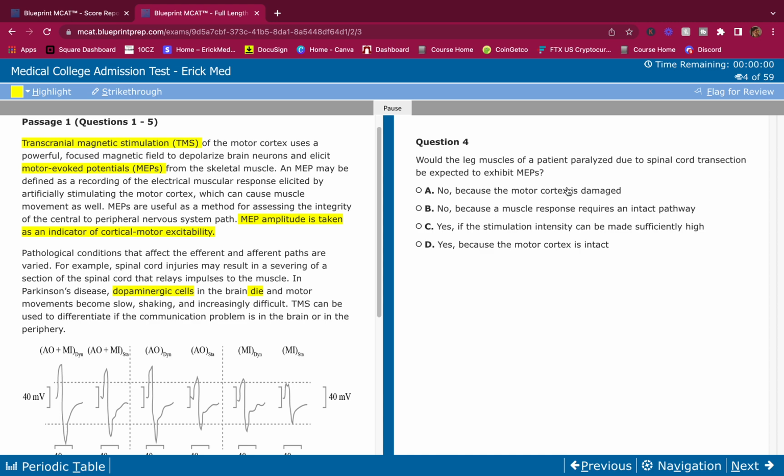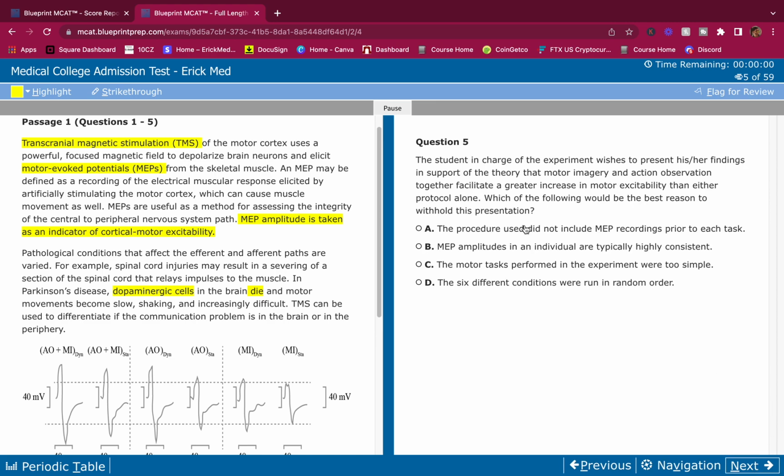The spinal cord is damaged, not the brain. Motor cortex is in the brain, all right? So this is wrong. No, because the muscle response requires an intact pathway. That is correct, okay? We need the information to go from the motor cortex in the brain down to the spinal cord, and from the spinal cord to the motor neuron. And if we can't go from spinal cord to motor neuron, we're disrupting the whole pathway, and we're not going to have that leg muscle move or exhibit any type of MEP. So the answer to this one's B. These two are wrong. We literally paralyzed this patient, okay? Do you really expect to have a recording? No.